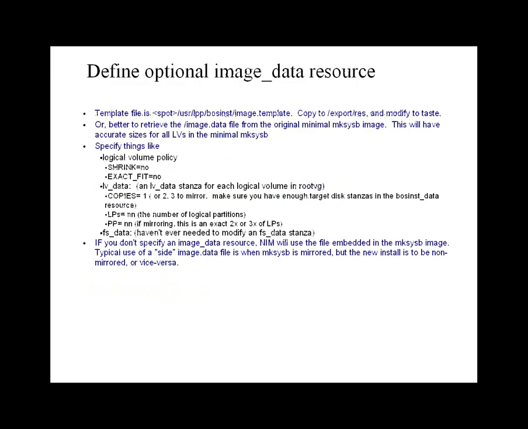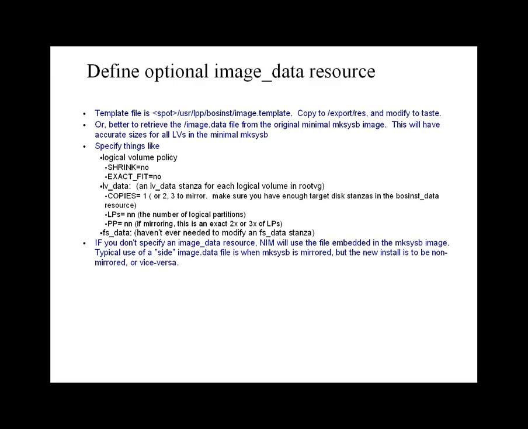Next, optional resource, we'll talk a little bit about image_data resource. I use this one less often than a bosinst_data. It has a list of every file system, every logical volume in the root VG, and it has sizes on them. And it has, for every logical volume, an lv_data stanza, and it'll say copies equal 1 or 2 or 3 if we're mirrored.